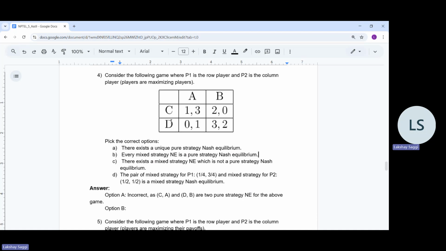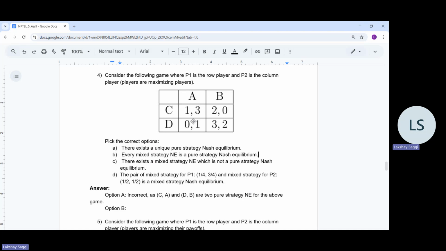So the row player will play something such that for the column player, both the columns somewhat become equivalent. So the row player has to play C and D with some probabilities such that the payoffs for the column player, which are 3 and 1 here and 0 and 2 here, actually become equal. Like the column player is agnostic to whether he wants to play A or B.